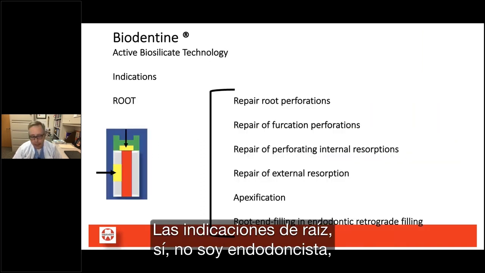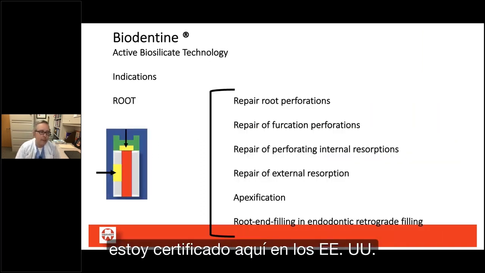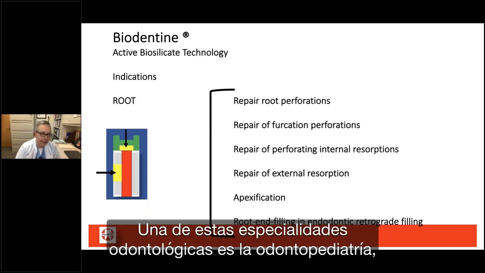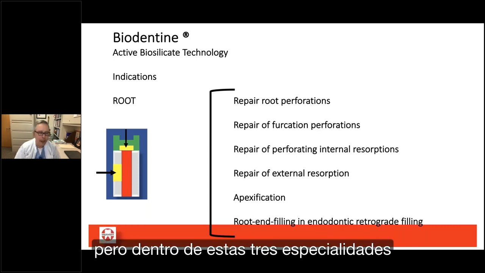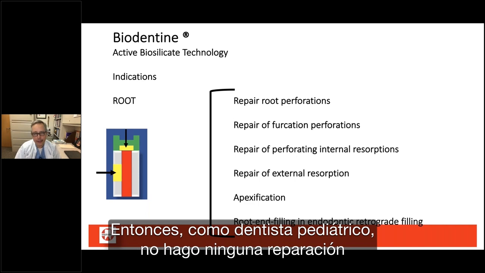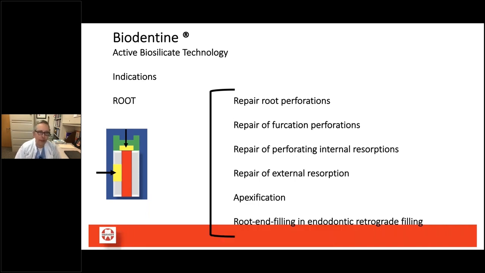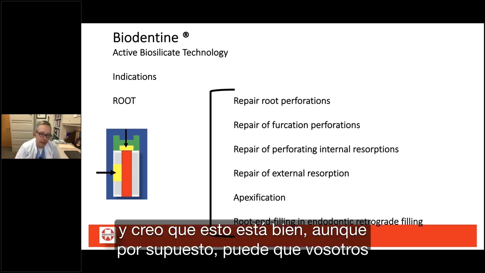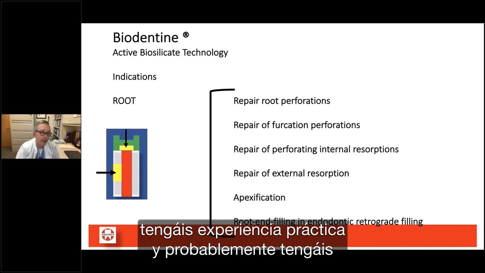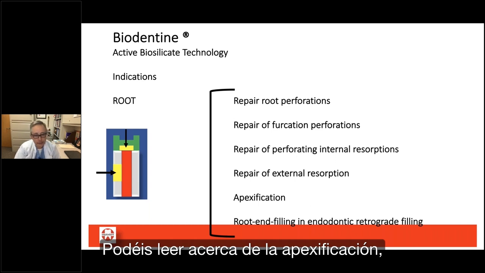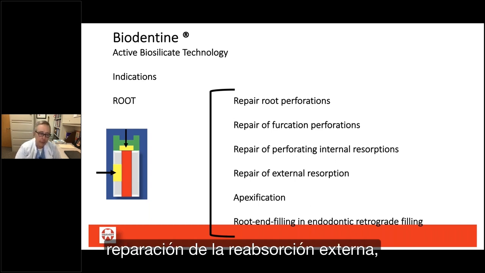The root indications, yes, I'm not an endodontist. I am board certified here in the US in 3 different dental specialties. One of these is pediatric dentistry, but endodontics is not one of them. So as a pediatric dentist, I don't do any root repair or root perforation, but I want to mention that you probably have a much better understanding of the use of Biodentine for root indications. You can read about apexification and repair of external resorption, and you can look at that.